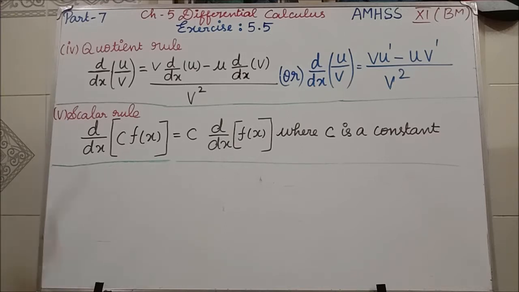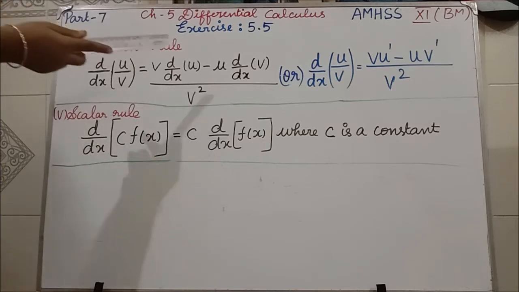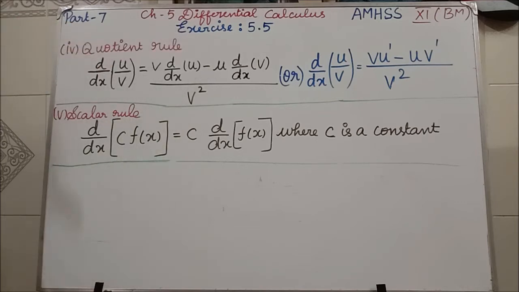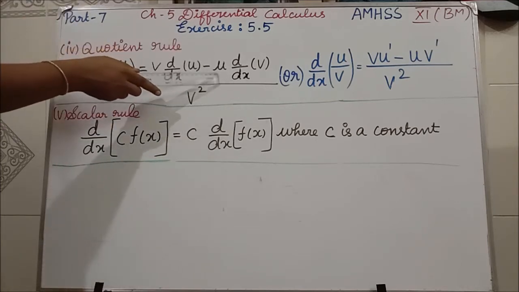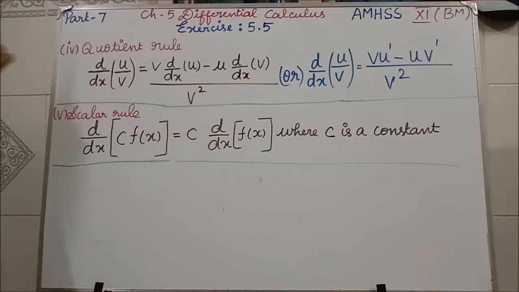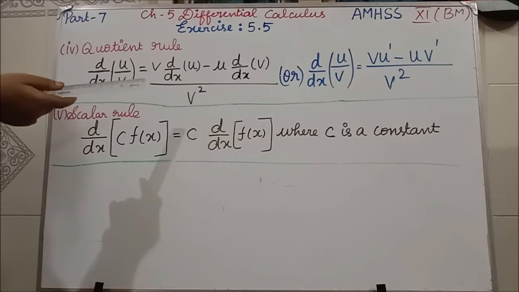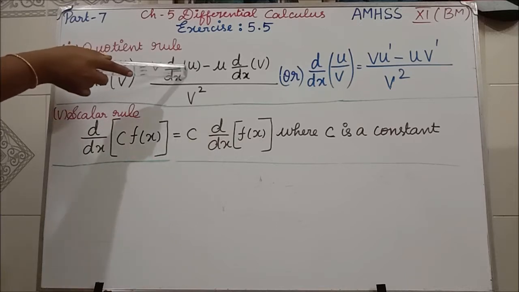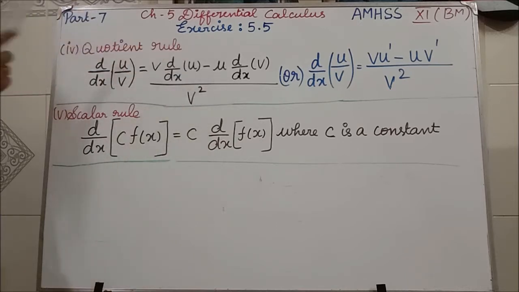Now see d by dx of u by v. For u by v, first we have to differentiate u, and we have to keep v as such. The next one you keep as such and differentiate v, divided by v square. In short form, how can you memorize: v u dash minus u v dash, divided by v square. This is a very important formula. We will use this formula even in 12th standard also.